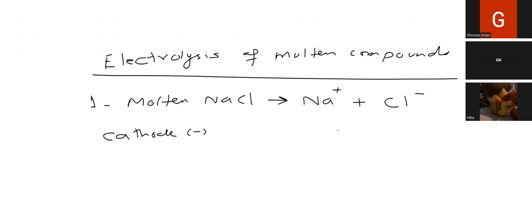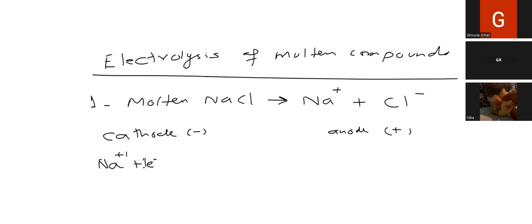All the cations will move to the cathode. So sodium cations have a +1 charge. What does it mean? +1 charge means they have already lost one electron, or completely given away one electron to chlorine. So they have a deficiency of one electron. As soon as they touch the cathode, they will gain one electron. So we will write 1 e minus. Electron has a minus charge.